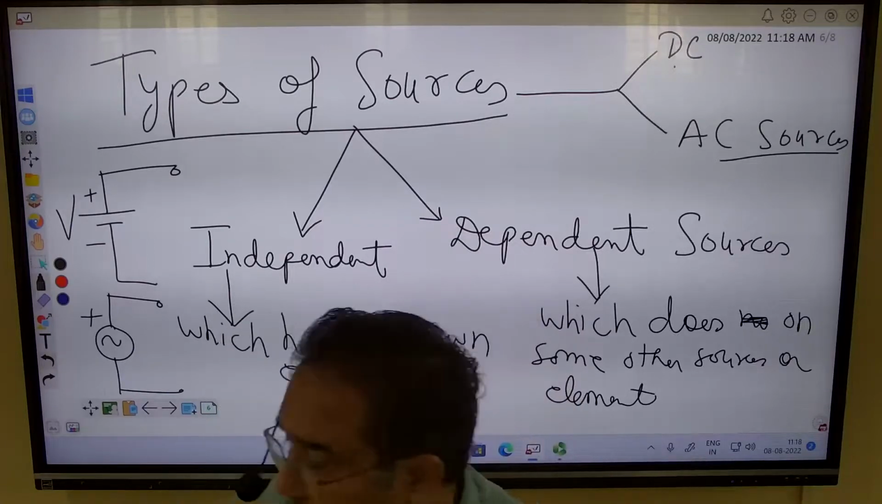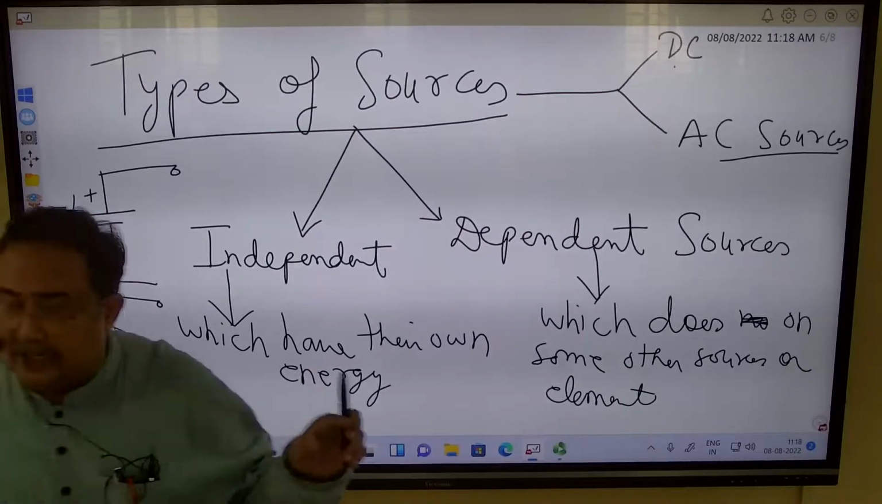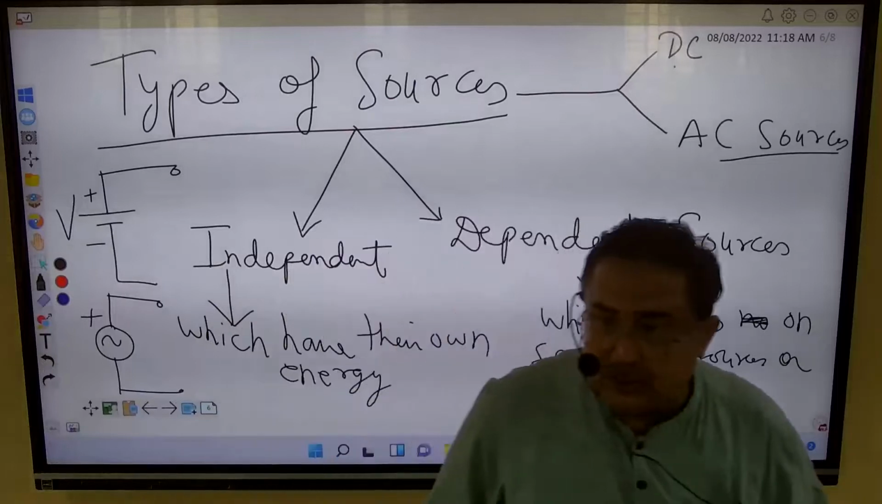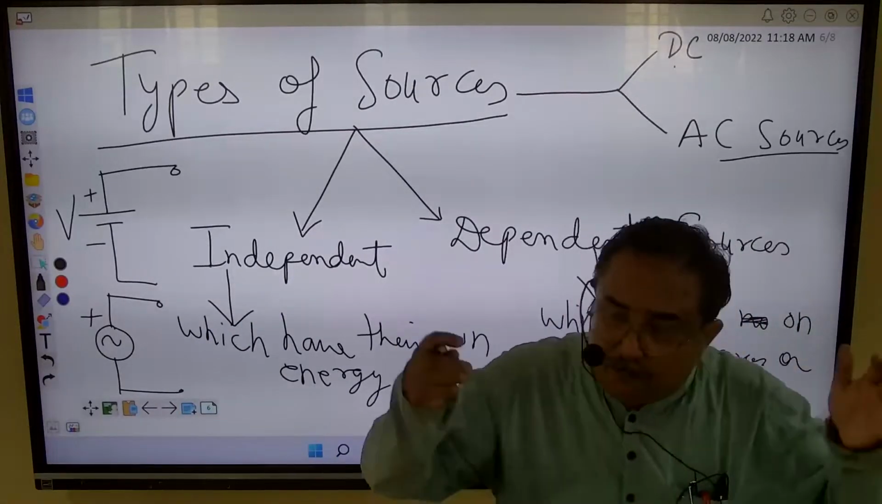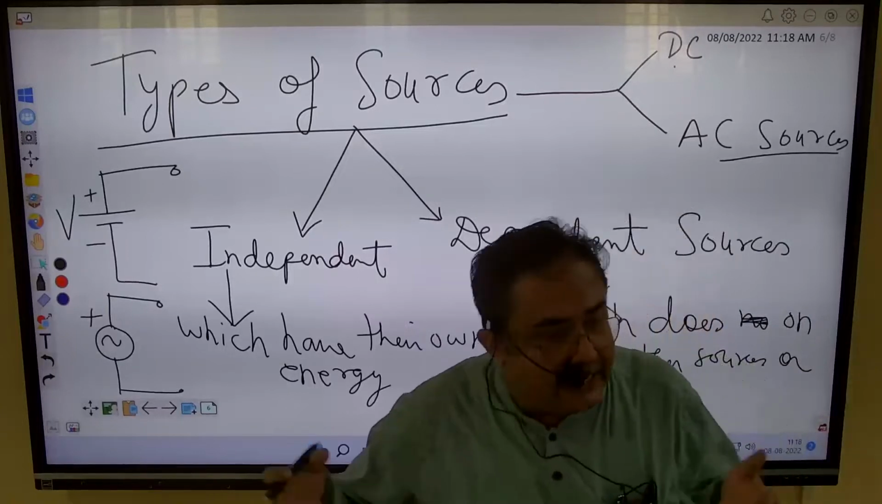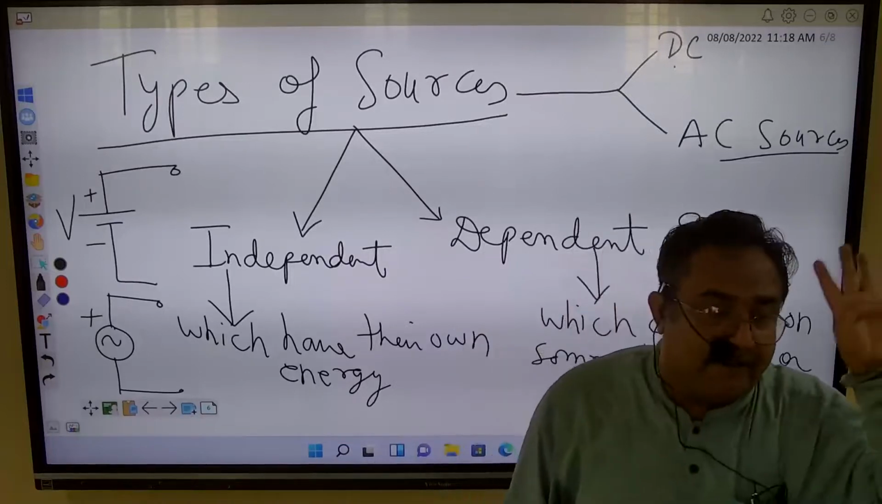So today I am ending here, okay, with this much background. What are sources, independent and dependent? What are dependent sources, what are independent sources, what are DC sources, what are AC sources. Tomorrow I will classify these independent and dependent sources further. Is it clear? These four types of sources are very important.